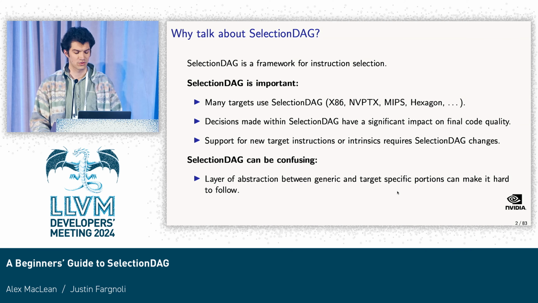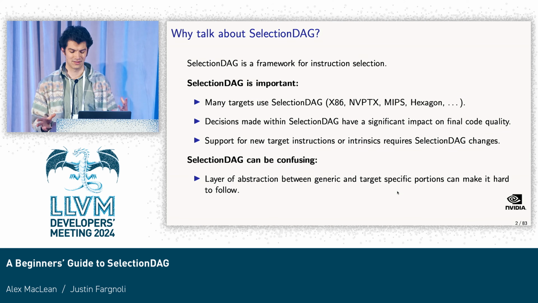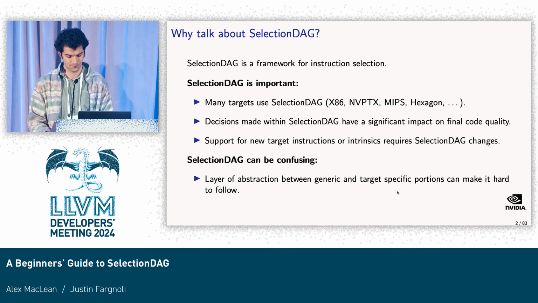And in addition, supporting any new target instructions or intrinsics requires SelectionDAG changes. The second reason it's worth talking about SelectionDAG is that it can be really confusing. It's sort of a weird thing because it's a tool for instruction selection, which is really target specific, but it's a generic framework. And this is accomplished with abstraction, which is really powerful, but also can be really confusing. So there's just a lot of code and a lot of different files, and it can be hard to tell what exactly is going on. We also use things like TableGen, which are really powerful, but also introduce more complexity.